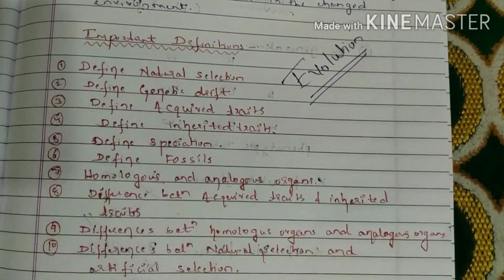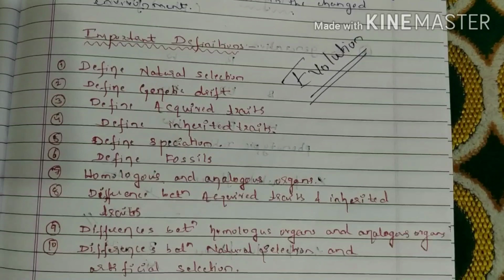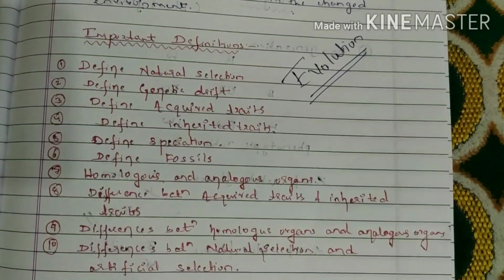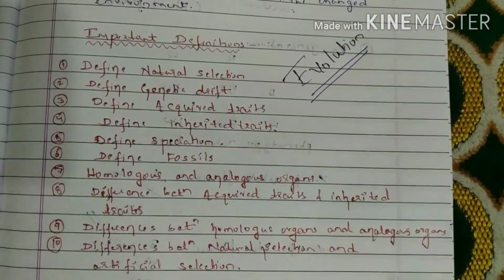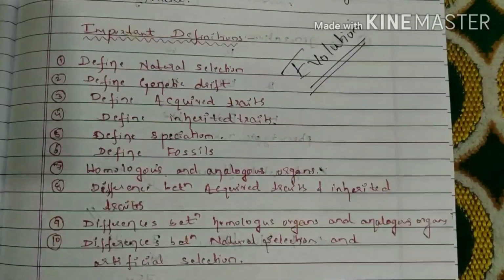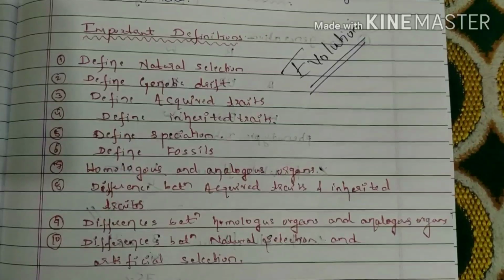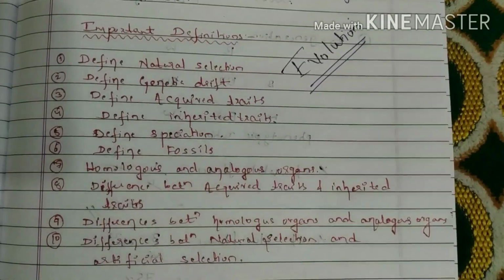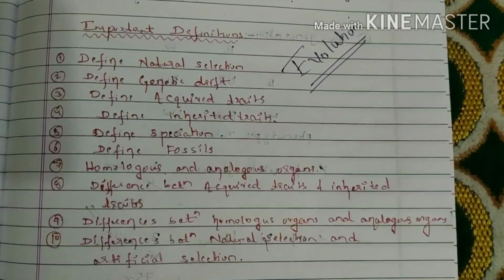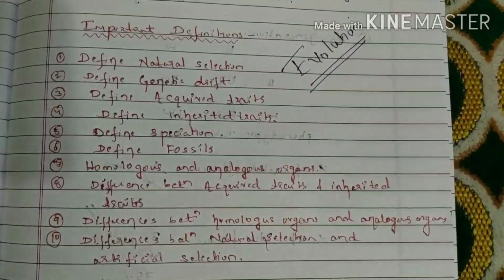So come to the first part in this chapter. There are different types of questions, so we start with definitions. On the screen you can observe that there are a total of 10 questions. I have shortlisted them. These are common questions and very important, you have to read them. There are simple definitions and some differences.